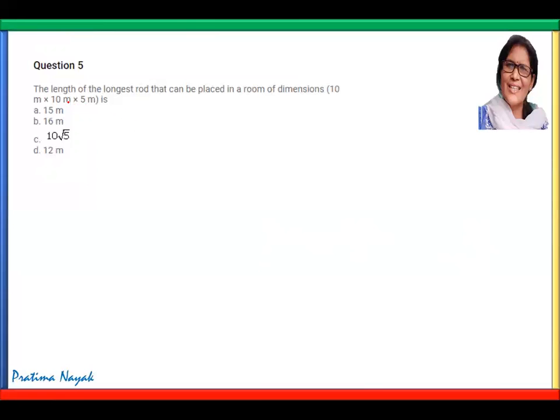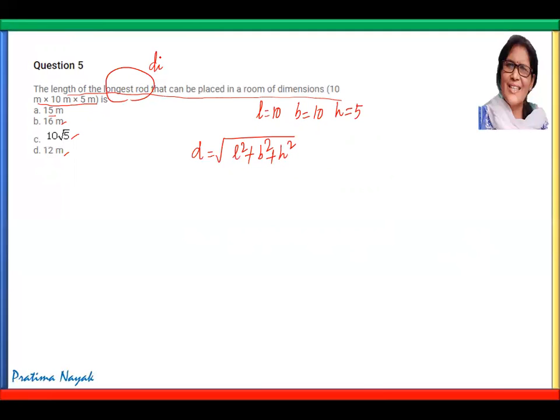Question number 5. The length of the longest rod that can be placed in a room of 10 meter, 10 meter, 5 meter. Length is 10, breadth is 10, and height is 5. The options are 15, 60, 16, 10.5, 10 root 5, and 12. So, can you recall the formula? Longest rod means diagonal.